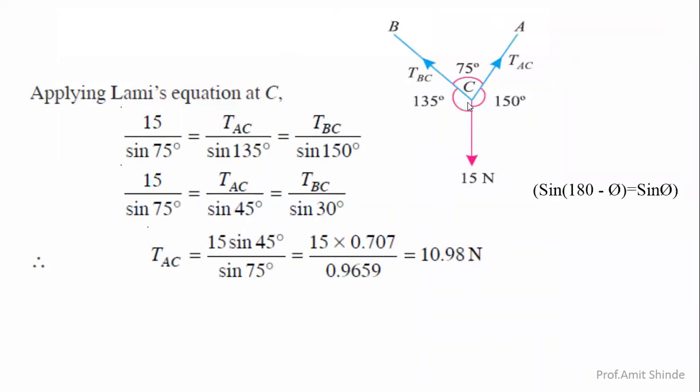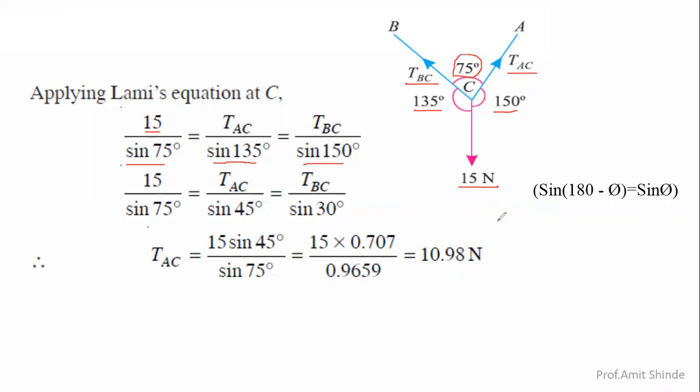First of all, this 15 Newton force divided by sine of the angle between the other two forces, that is 75. That's why 15 divided by sine 75. Now next one, tension in the string AC, TAC. Now the opposite side angle is this 135. That's why sine 135 over here. Again this TBC, the opposite side angle is 150. That's why TBC divided by sine 150 over here.